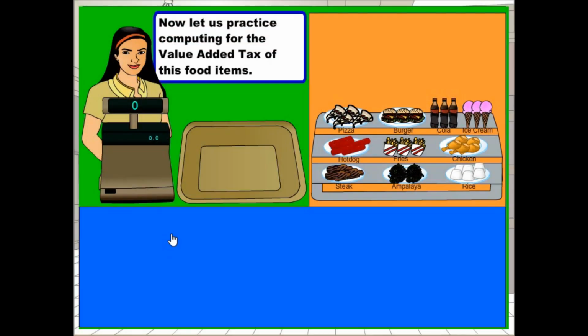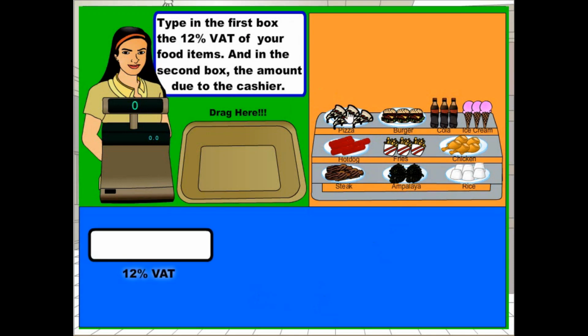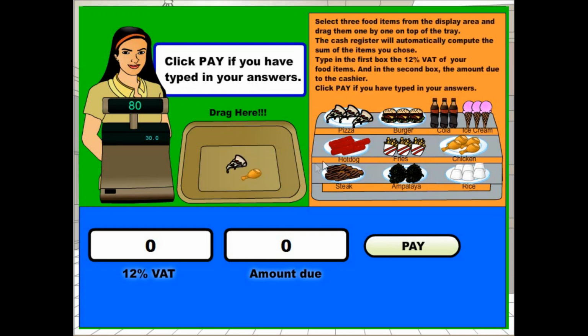Now, let us practice computing for the value-added tax of these food items. Select 3 food items from the display area and drag them one by one on top of the tray. The cash register will automatically compute the sum of the items you chose. Type in the first box the 12% VAT of your food items, and in the second box, the amount due to the cashier. Click Pay if you have typed in your answers.